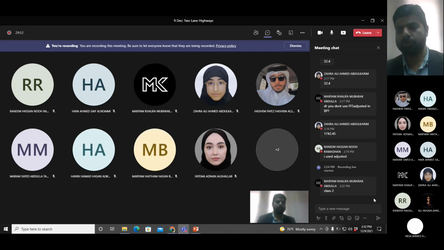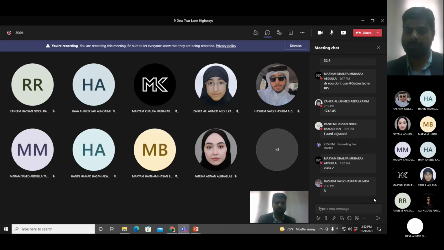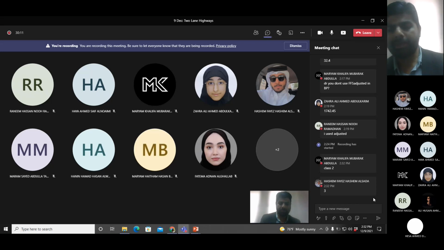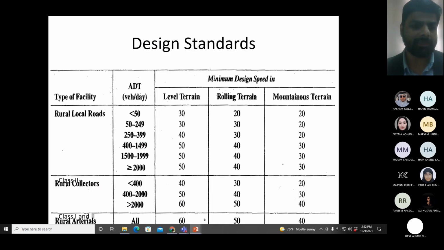Class 2. Okay, yeah. Anyone else have any opinion? Class 2 highway can be a local road. Yeah, fine. Class 3 can be a local road. Yes, class 3 can be a local road, but usually it is not the case, because it is the main street of that area. So usually class 3 will not be a local road.